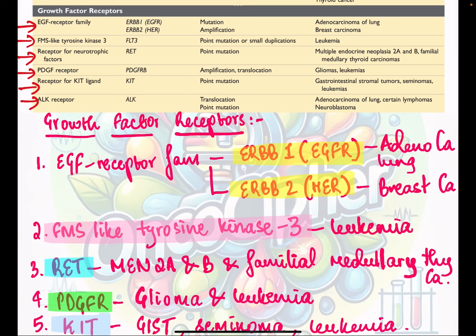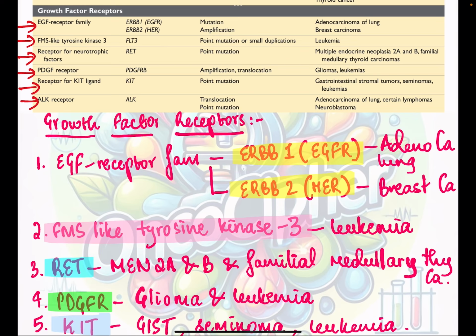ERBB2, which is HER2, leads to the formation of breast cancer. The second one is FMS-like tyrosine kinase 3, the point mutation of which leads to leukemia. The third one is RET oncogene, which leads to MEN2A and 2B and familial medullary thyroid cancer. We have next the PDGFR leading to glioma and leukemia, and finally KIT, which causes GIST, seminoma, and leukemia.